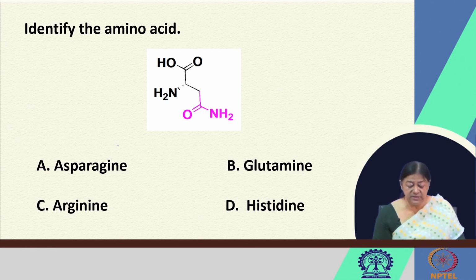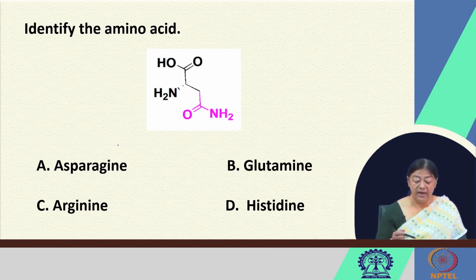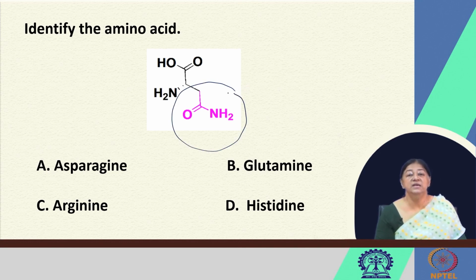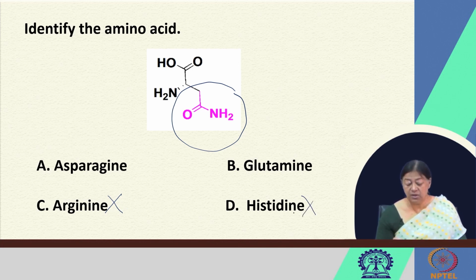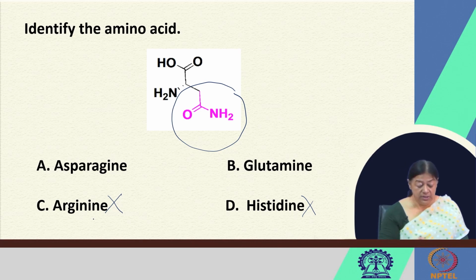So, the first thing we see is that we have again the C alpha carbon, we have the NH2 and we have the COOH attached here. What we see, the side chain is this. We realize that it is a C double bond NH2, which rules out arginine, rules out histidine, because we know the histidine has an imidazole group, the arginine has a guanidine group.